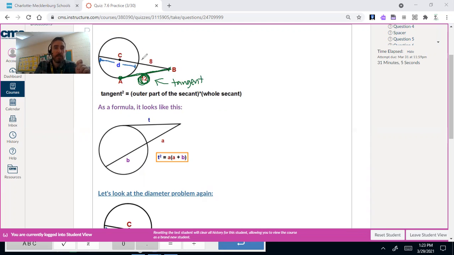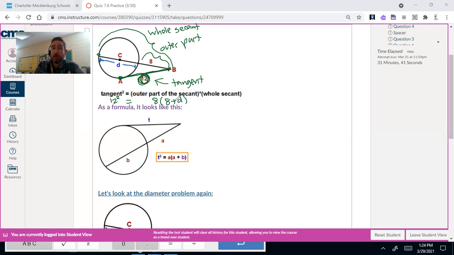So the outer part of the secant would be this part here. And then the whole secant would be from the very edge of the outside of the circle to point B. So we can actually use this formula. I'll show you. 12 would be your tangent, so that would be 12 squared. The outer part of the secant is going to be 8. And the whole secant would be 8 plus your diameter. So we'll call that D.